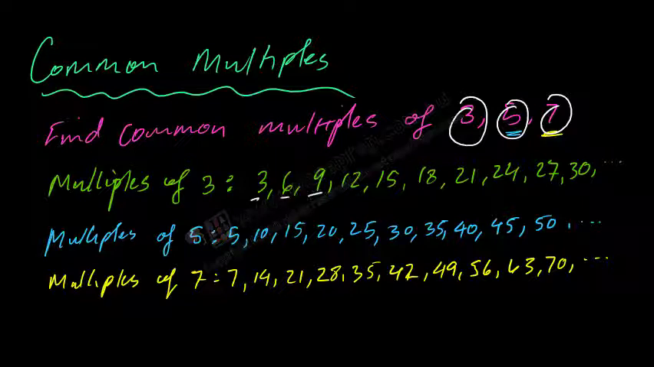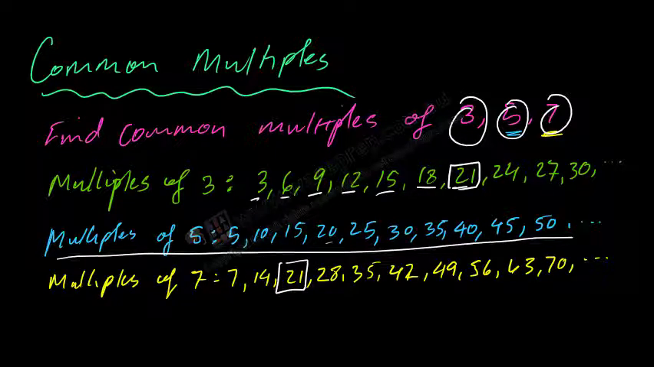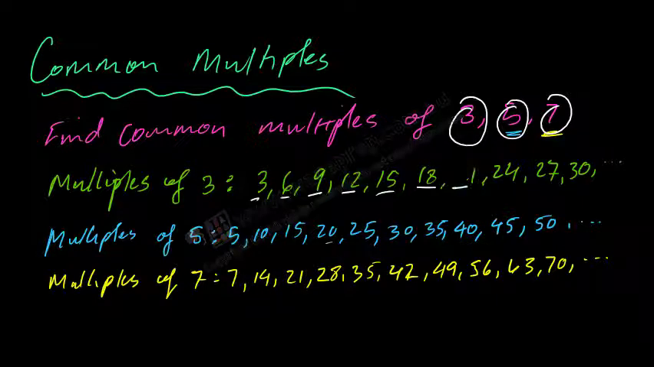6, no. 9, not a common number. 12 is not a common number either. 15 exists in the multiples of 3 and 5, but it does not exist in the list of multiples of 7, so 15 is not a common number. What about 18? 18 is not common either. 21 is common between 3 and 7, but it does not exist in multiples of 5, so 21 is also not a common number.